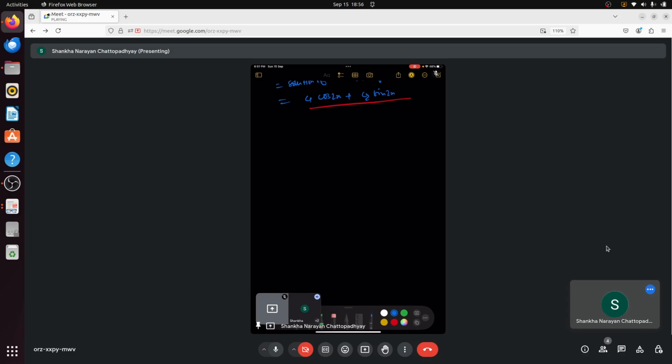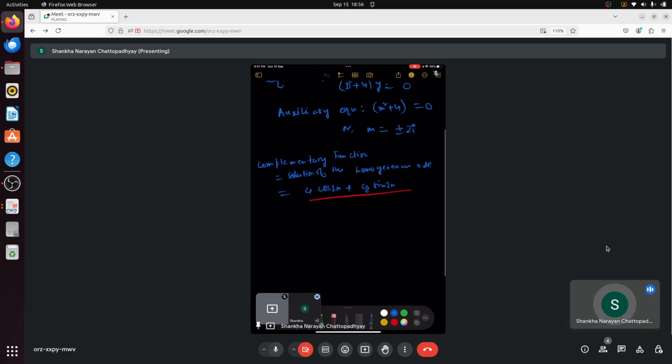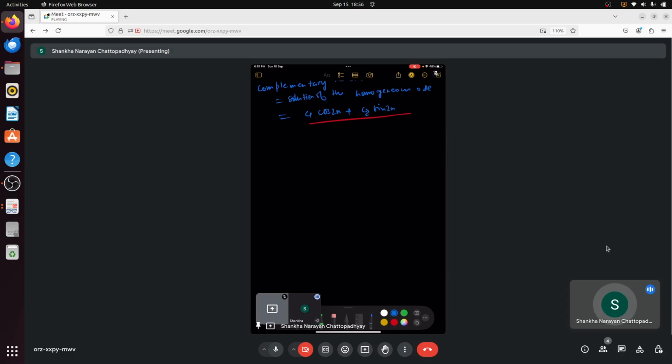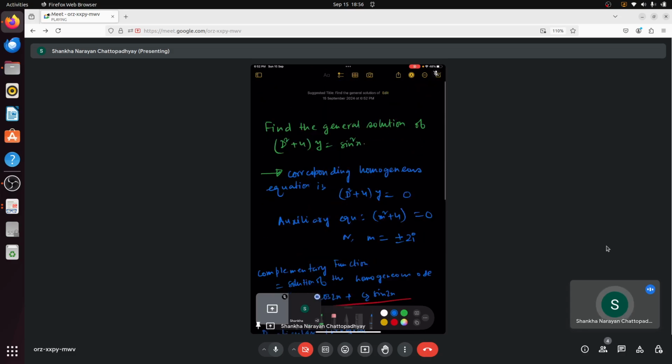Next, what will we do? We will determine the particular integral. Next, our job is to find the particular integral. How to determine? You need to operate 1 by D² + 4 on sin²x, right?